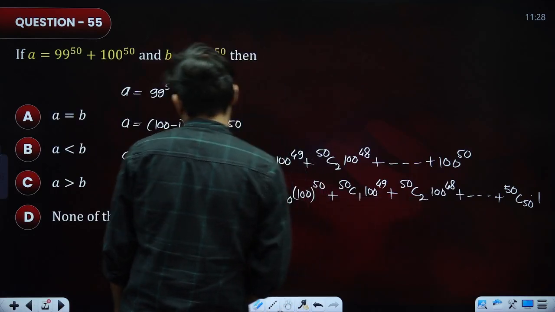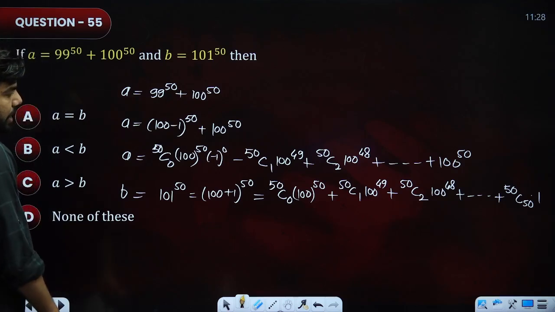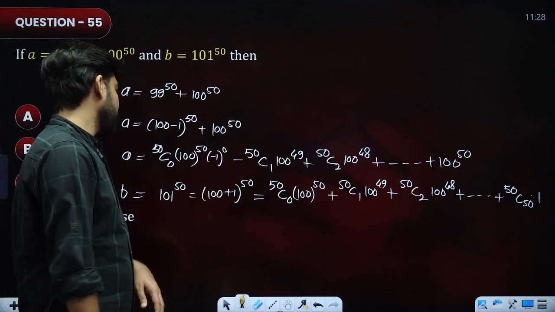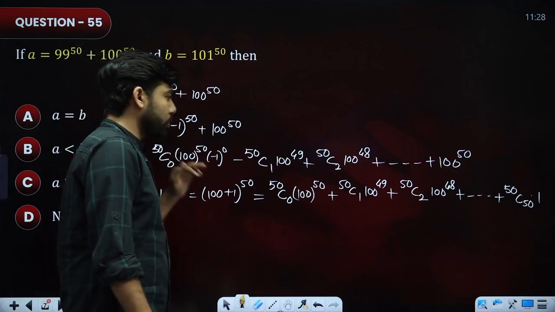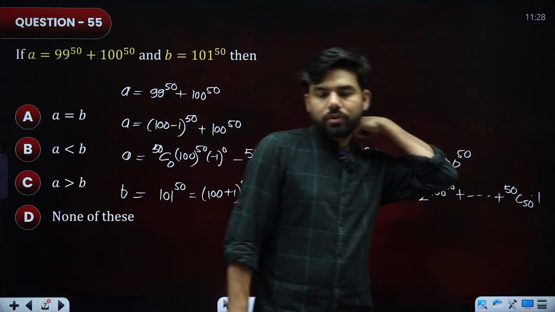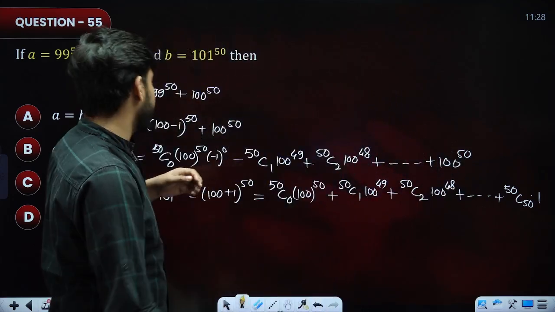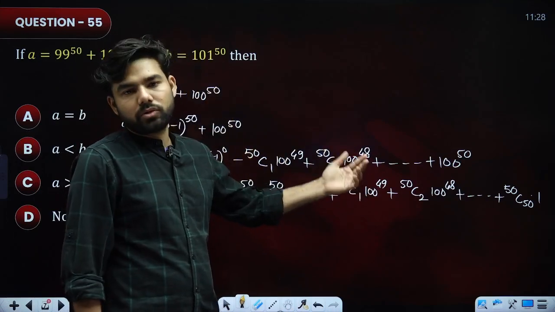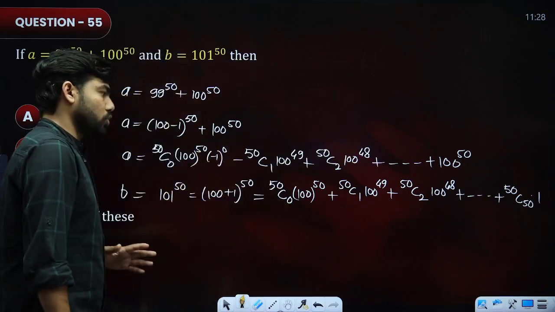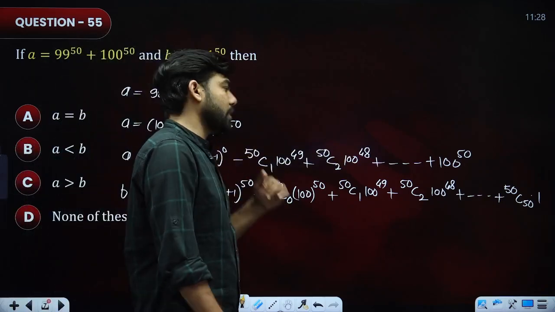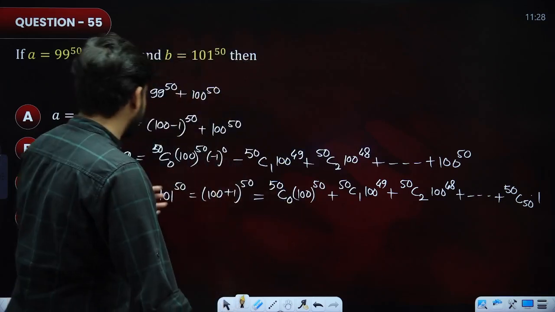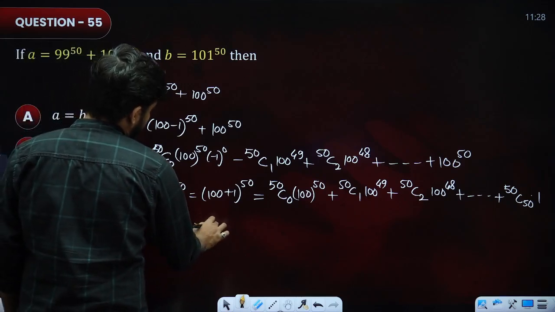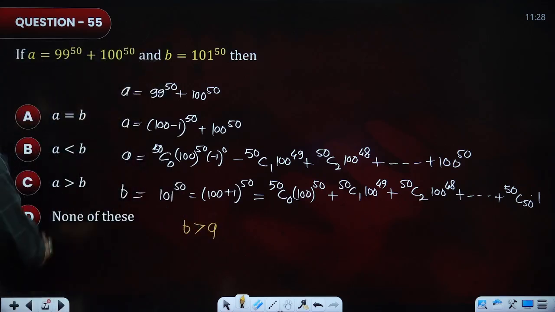let's compare both. After comparing, as we can see, we have 100 power 50 over here and 100 power 50 at the last. But in between we have minus 50C1, minus 50C2, minus 50C3, and so on. So we have to subtract many values over here. So you can conclude that B should be greater than A. Okay, so option B should be the correct answer over here. You can check the solution.